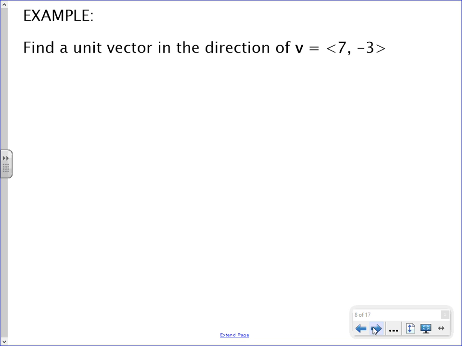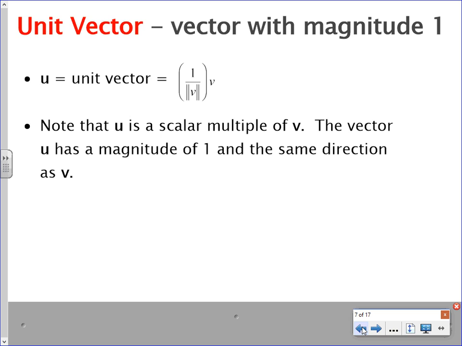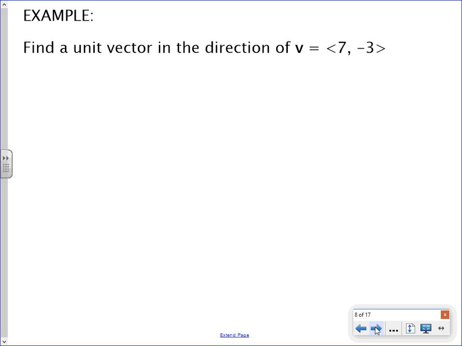I am giving you the vector 7, -3. Okay? I want a unit vector in this same direction. So the first thing we would need to find would be what? We need to find the magnitude, okay? Everyone find the magnitude of b for me.